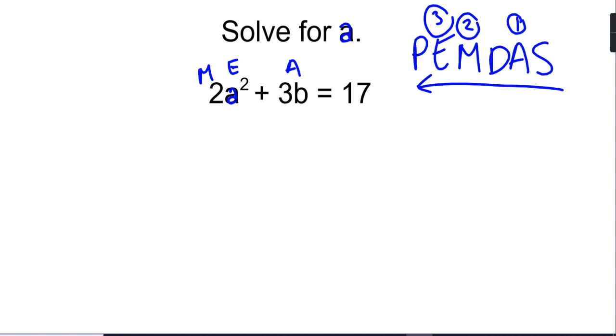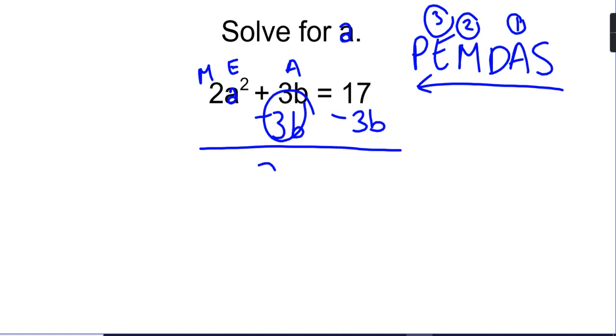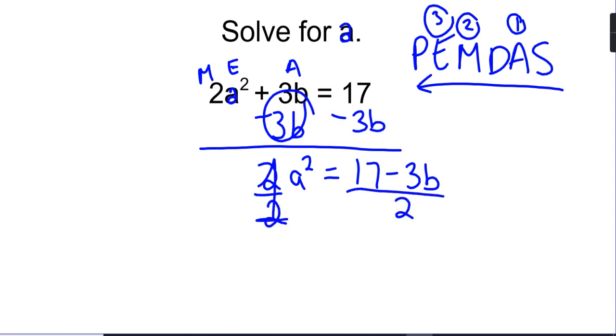Okay, opposite of addition, subtract 3b. 3b minus 3b, 0. Great, it's canceled out. It's gone from that side of the equation. Subtract 3b on the other side. Okay, so now we're left with 2 multiplied by a squared equals 17 minus 3b. Okay, now we want to undo multiplication. Opposite of multiply by 2 is divide by 2. 2 divided by 2 is 1. Divide by 2 on the right side as well.